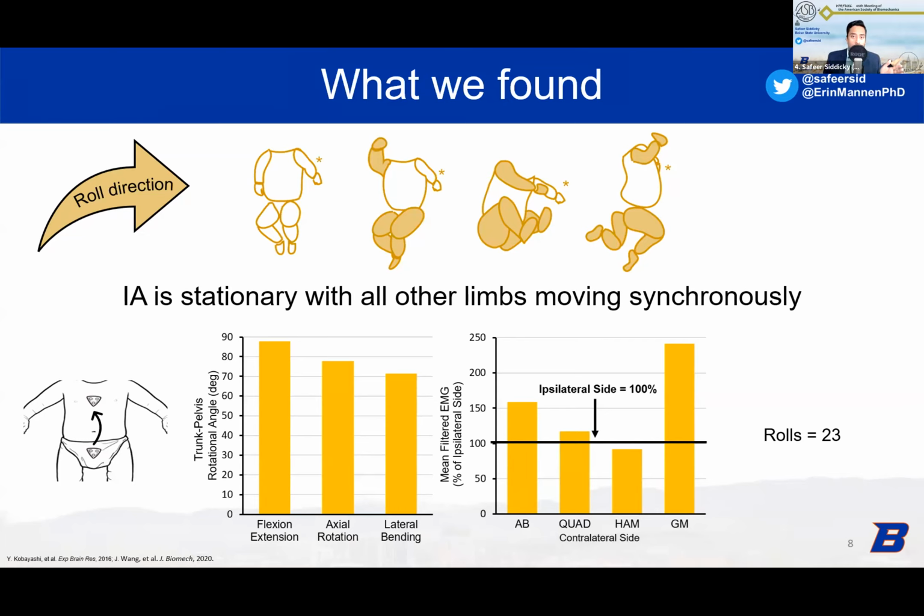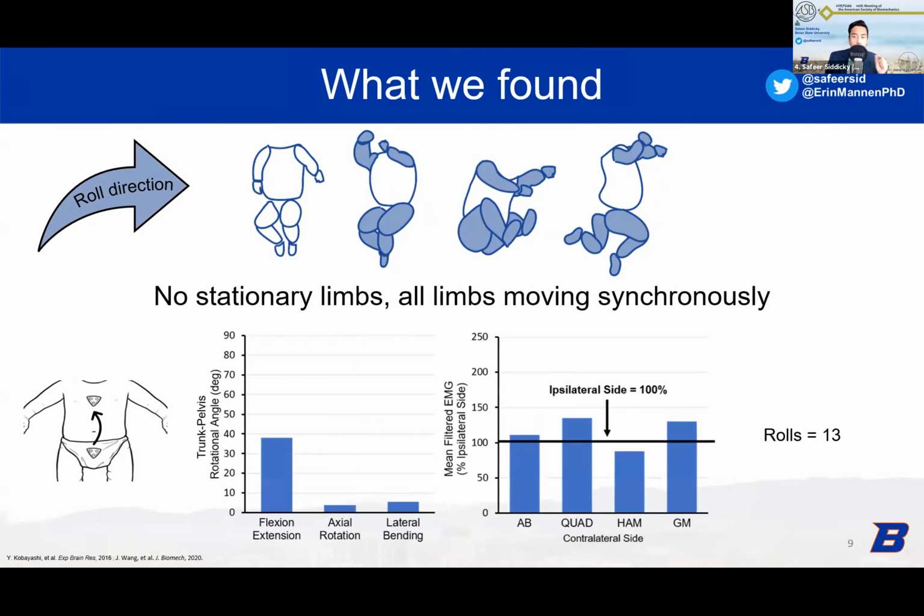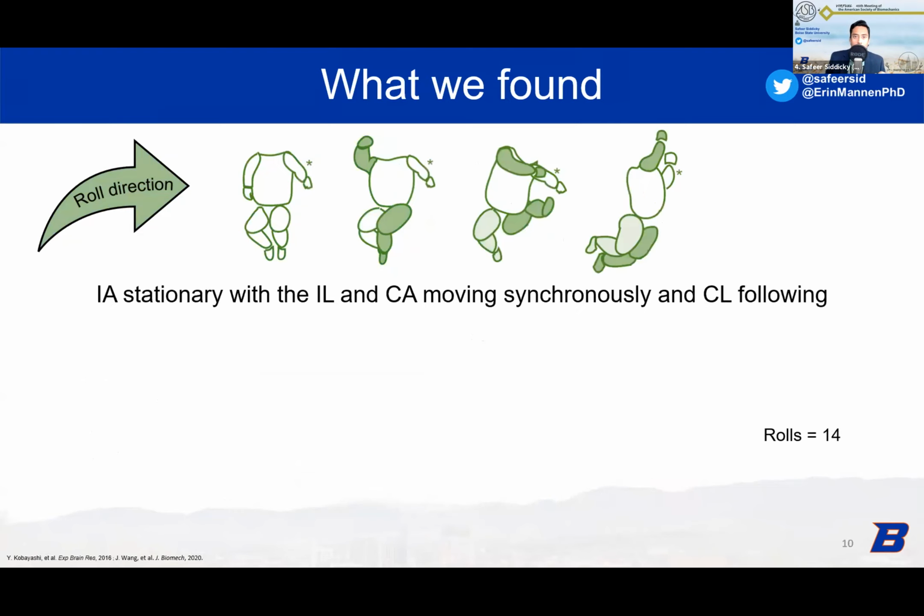So for this roll category, the crossbody ipsilateral arm movement and pelvic tuck movements are supported by the high trunk pelvis range of motion in all rotational directions, the higher contralateral ab, quad, glute max EMG, and the higher ipsilateral hamstring EMG. For the second roll category, all limbs are moving synchronously, so most of the range of motion is in trunk pelvis flexion, and we see similar EMG activity to the previous roll category since the lower body coordinated movements are similar.